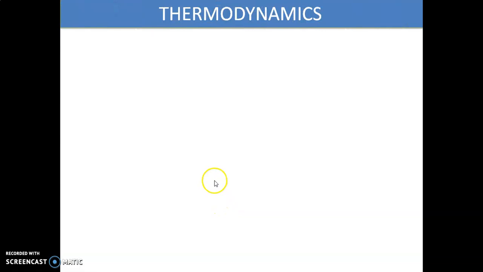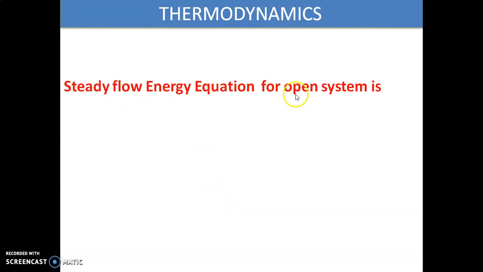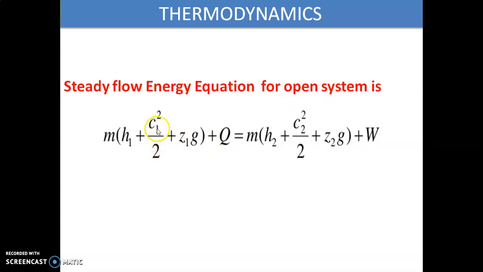Steady flow energy equation for open system is m into h1 plus c1 square by 2 plus z1g, plus dq by dt. We can write it as dq as q, that is equal to m into h2 plus c2 square by 2 plus z2g plus w. So this is the final formula for steady flow energy equation for open system. This is the final equation for open system. This is the steady flow energy equation for open system.